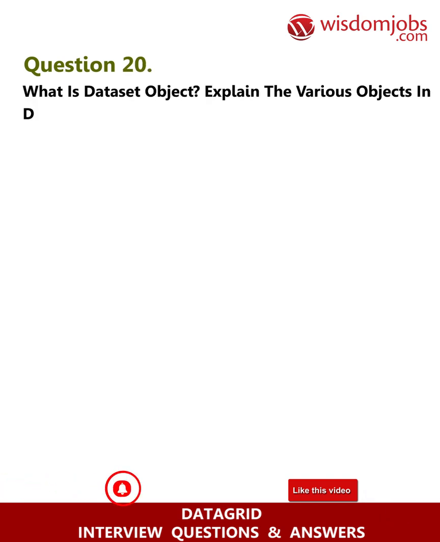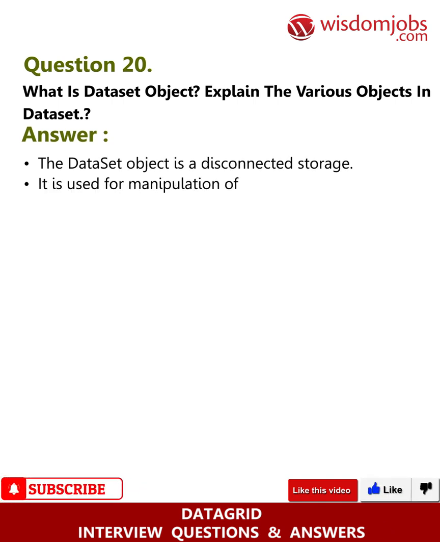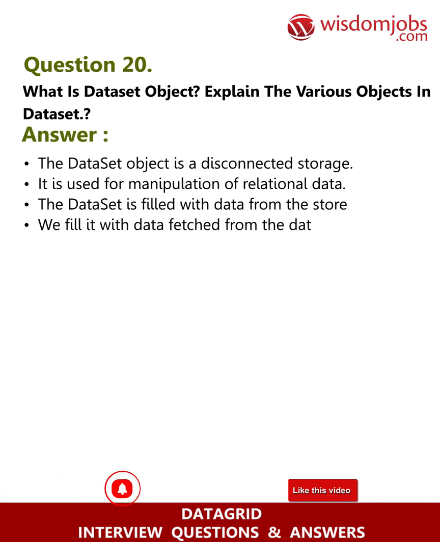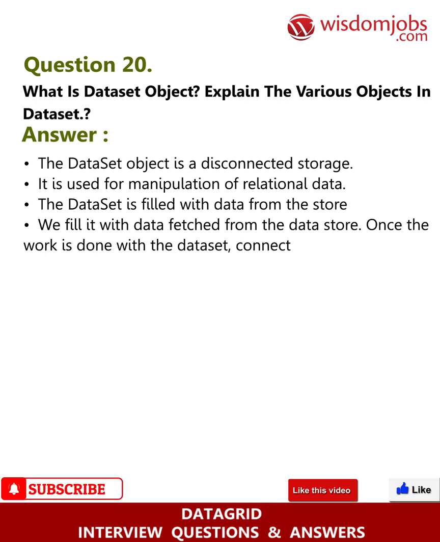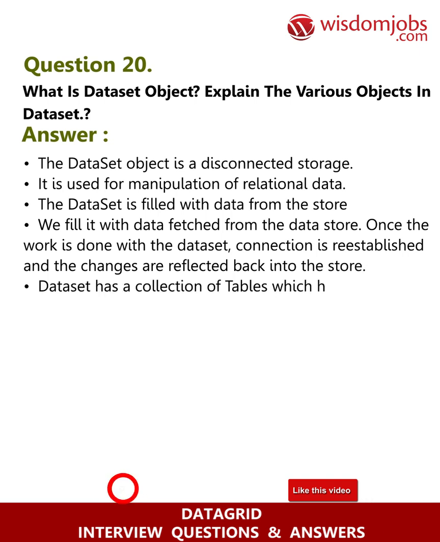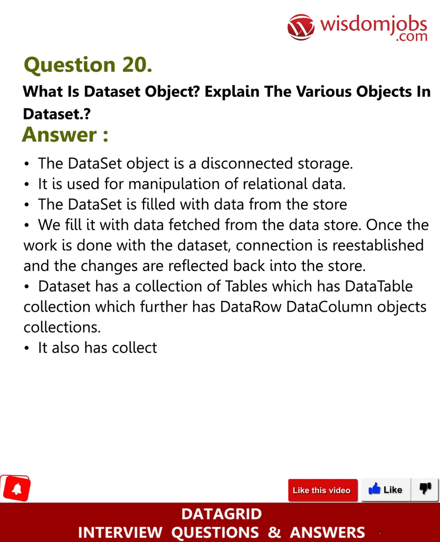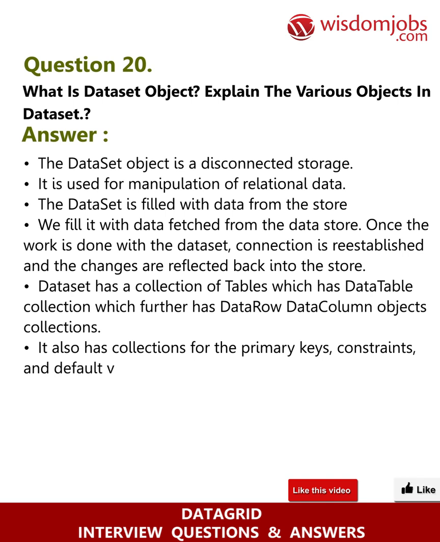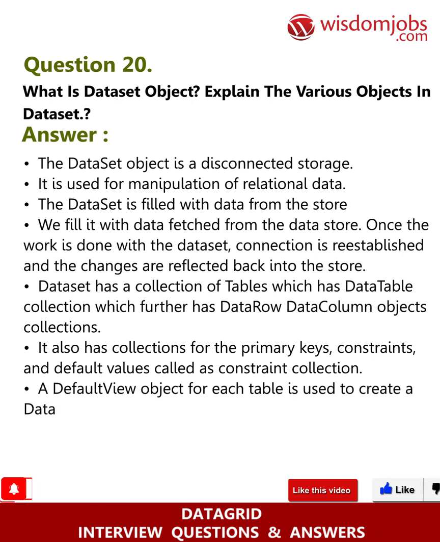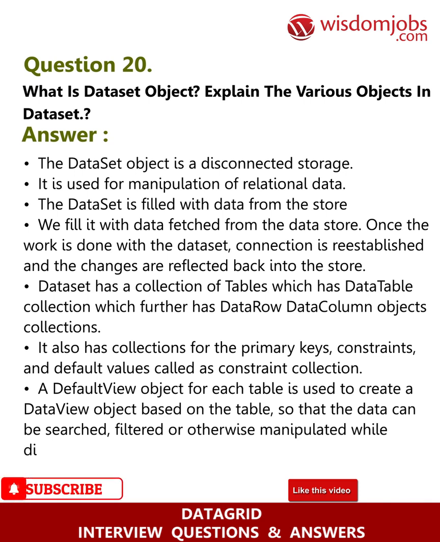Question 20. What is dataset object? Explain the various objects in dataset. Answer. The dataset object is a disconnected storage. It is used for manipulation of relational data. The dataset is filled with data from the store. We fill it with data fetched from the data store. Once the work is done with the dataset, connection is re-established and the changes are reflected back into the store. Dataset has a collection of tables which has DataTable collection, which further has DataRow and DataColumn objects collections. It also has collections for the primary keys, constraints and default values called as ConstraintCollection. A DefaultView object for each table is used to create a DataView object based on the table, so that the data can be searched, filtered or otherwise manipulated while displaying the data.